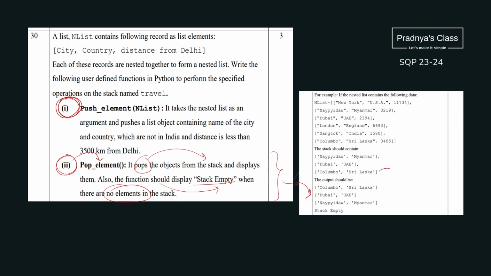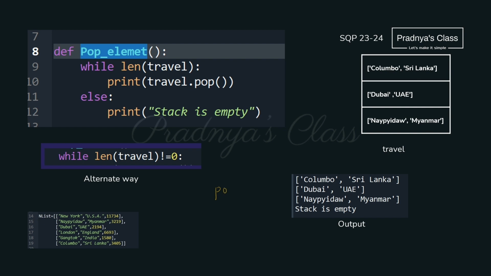This is the last element got added to the stack, that's why it is getting popped first, then the second element and finally the last element. When there are no records in the stack, we will get output stack is empty. Now we are implementing pop operation of the stack. We are implementing stack using list. So to delete the last element from the list, we will be using pop function. By default, it removes the item or deletes the item from the last position.